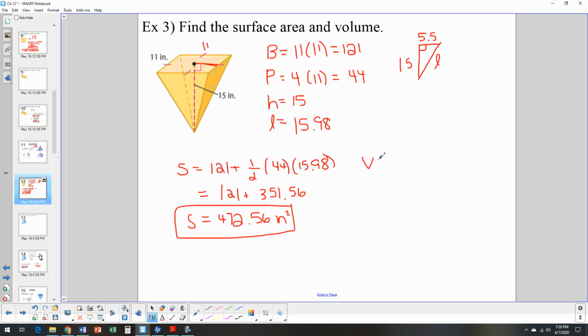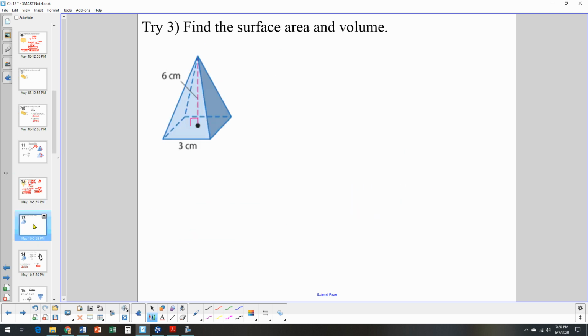All right, volume, I'm going to do area base times height over 3. So that's area base is 121 times the real height, the regular height, is 15 over 3. So this comes out to be 605 inches cubed. All right, you try the next one, pause, when you're ready, come back and check your answer.